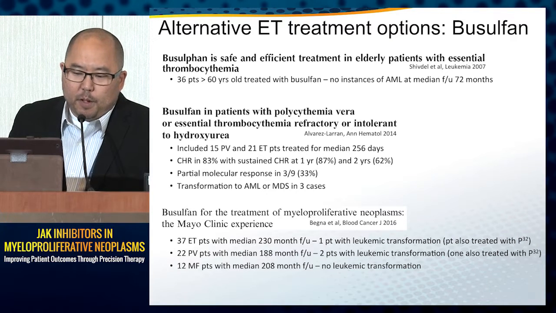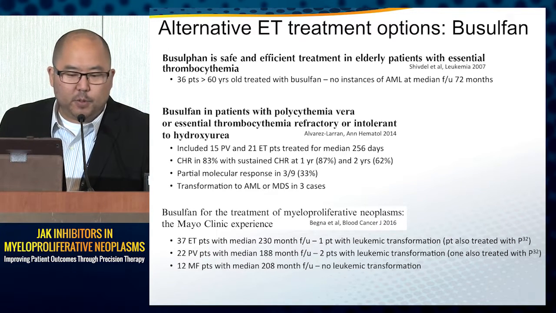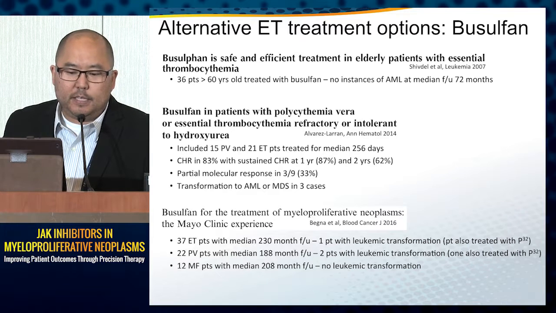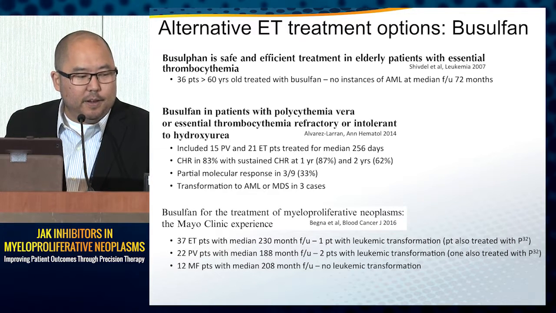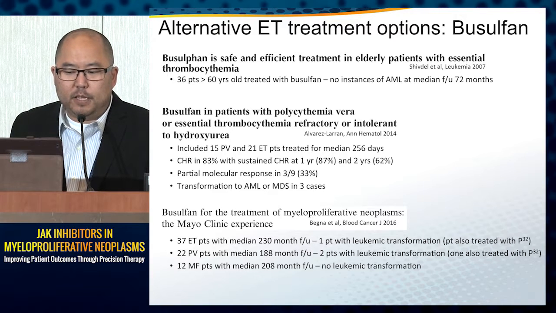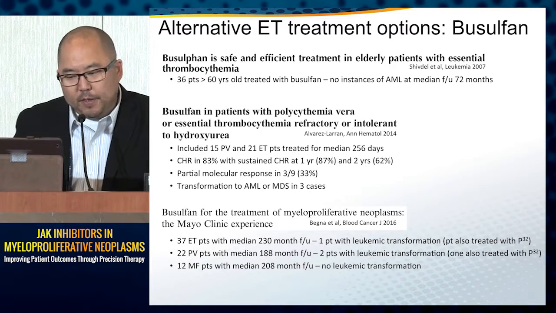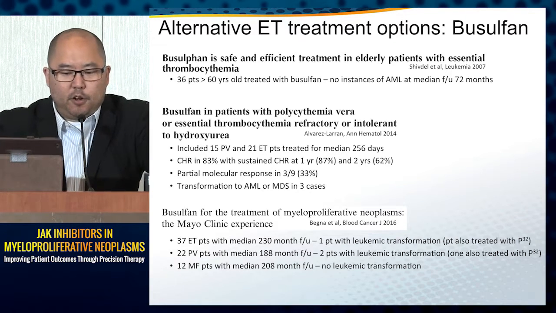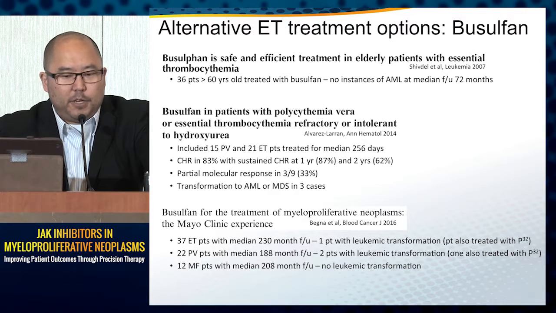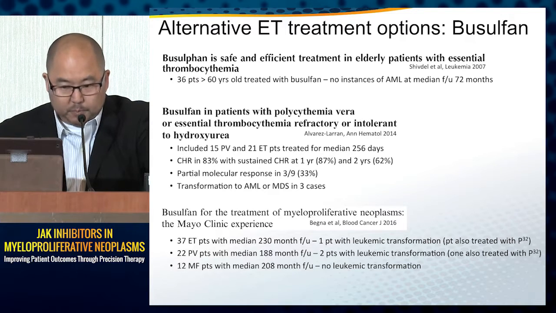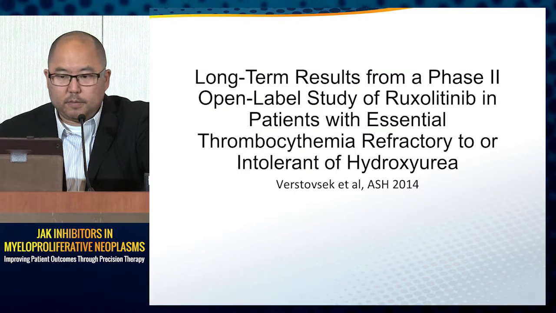And then the Mayo Group published a paper recently with their experience with busulfan in both PV and ET, as well as myelofibrosis. And of the 37 patients with ET, there was one patient with leukemic transformation, but that patient had also been treated with P32. So I think while many hematologists would remain nervous about using busulfan in a younger patient with ET, for elderly patients, particularly if you've exhausted other treatment options, this is something that can be considered.